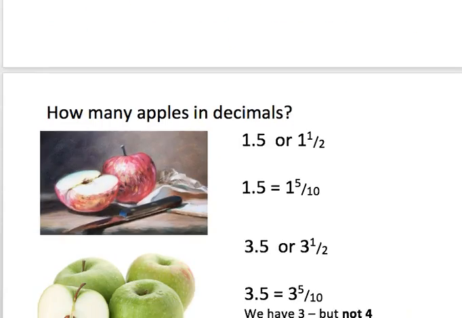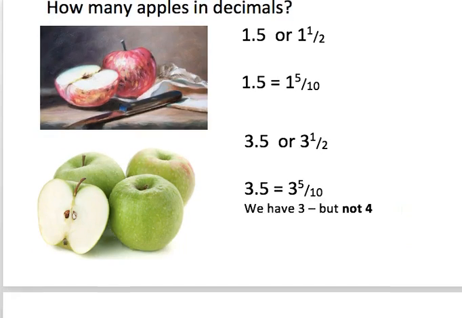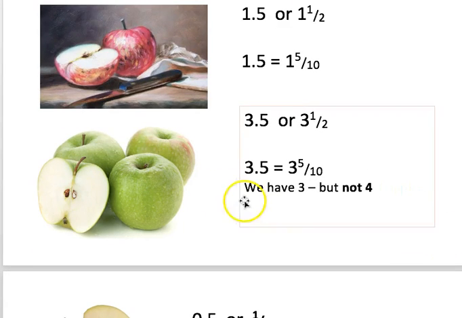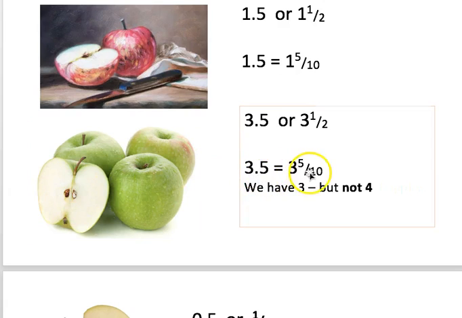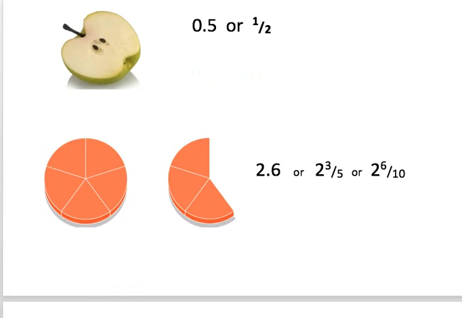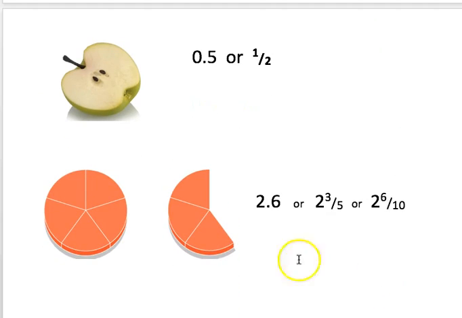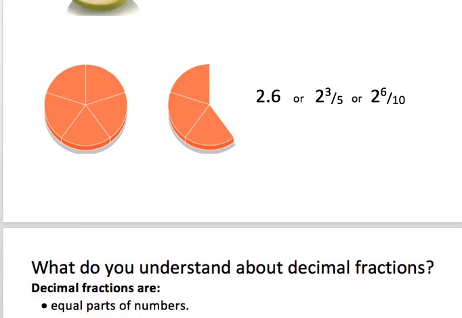And here's a few ways of looking at decimal fractions. For example, we have 3 ones, which is there. We have half an apple, which is 0.5. And we have 3, but not quite 4. So that's where the decimals are very, very useful. And even fractions that are fifths can be expressed as decimals in tenths.